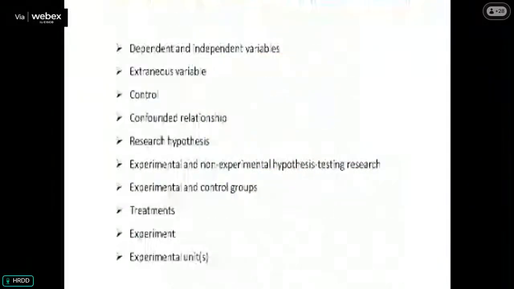And then we understood the concepts. There are 10 concepts in research designs. For each hypothesis you have to understand each of these concepts. What are the concepts? These are the variables, that is the dependent and independent variables. Then another variable comes into play, the extraneous variable. Then there is a control. Then confounded relationship, research hypothesis which you have already proposed, experimental and non-experimental hypothesis testing research, experimental and control groups, treatment, experimental units. So this is what we defined in detail yesterday.